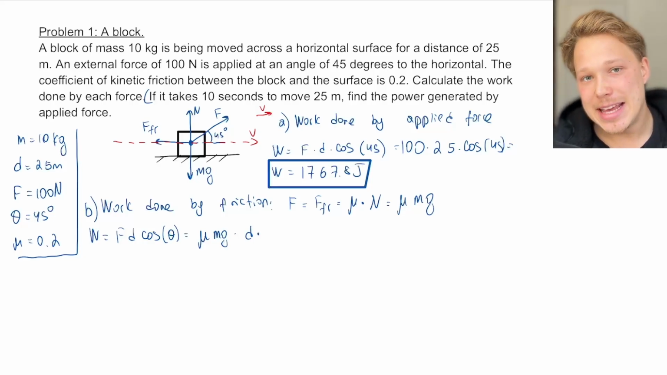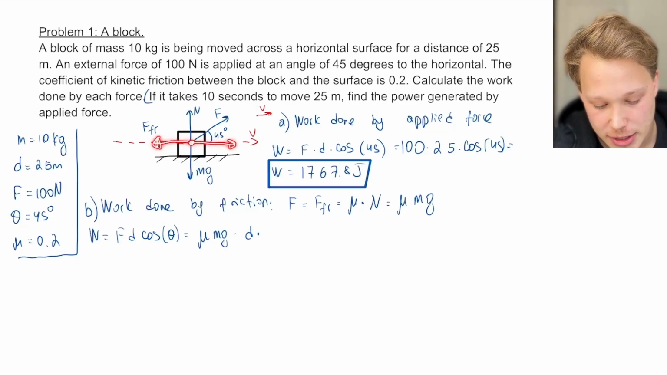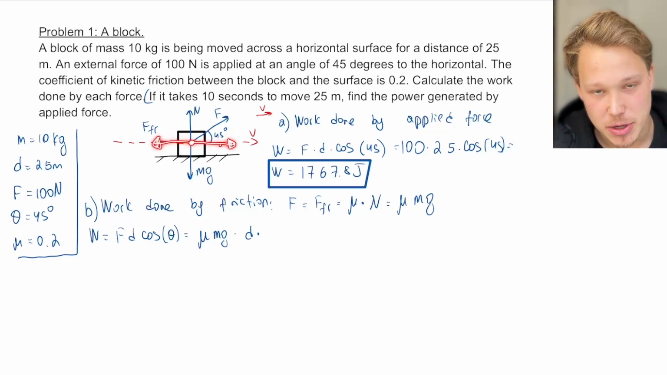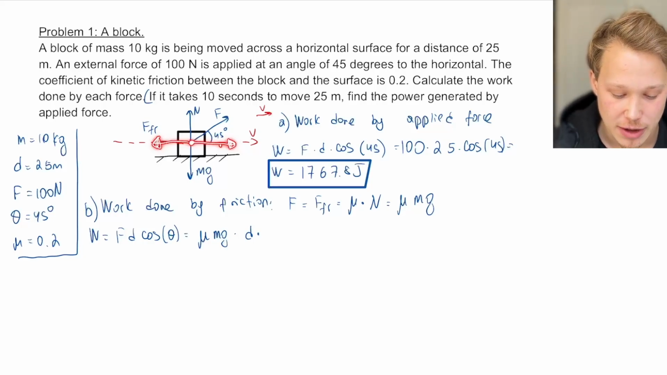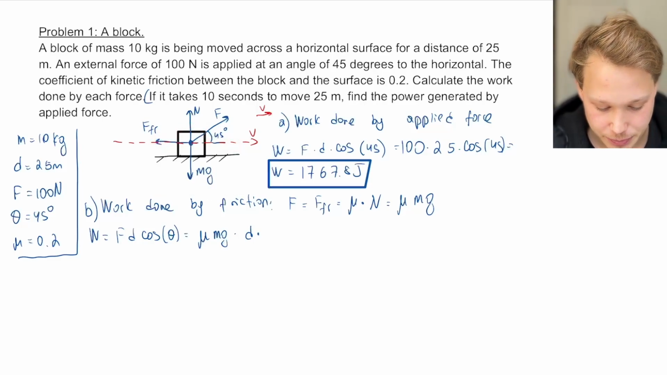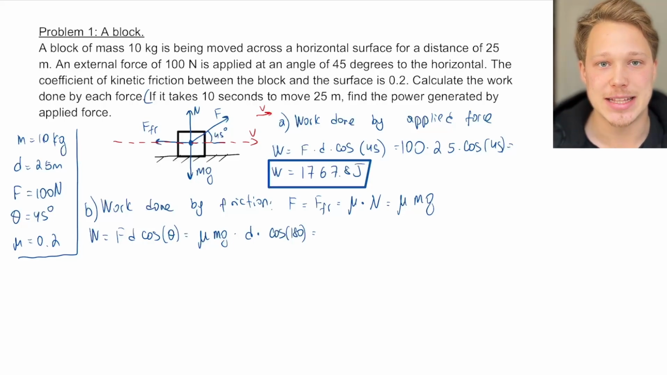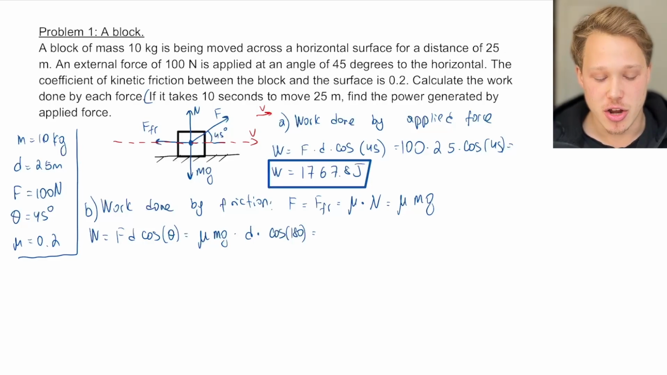Now let's talk about the angle. The friction is to the left, but the object is moving to the right. So the displacement is to the right, but the friction is to the left. So the angle between these two is 180 degrees. So cosine of 180 degrees. If you think about this for a second, it makes sense: the friction does negative work on the object. It takes away energy, in other words.